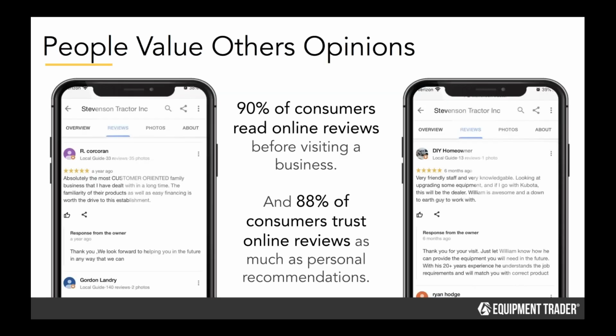So as important as people's close circles are to spreading the awareness of a brand, customers, especially the younger millennial and Gen Z generations, are also quick to trust and value the opinion of complete strangers. 90% of consumers read online reviews before visiting a business, and 88% of those consumers trust online reviews as much as personal recommendations. So it's important that you monitor and encourage positive reviews from your customers on all your social sites and those secondary review sites.